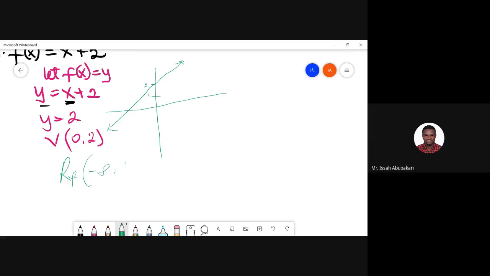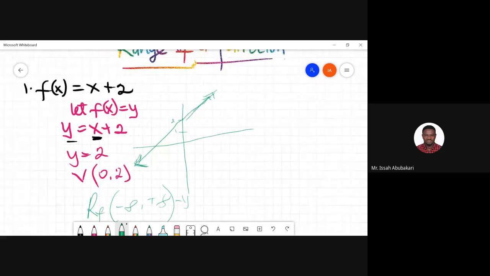If you are asked to write the range of this function, the range of this function is negative infinity to positive infinity, because this one goes to negative infinity for y, and this one goes to positive infinity for y also. So the range is negative infinity to positive infinity. And as I told you in the domain, every linear function that you are asked to find the domain or the range of, you are always going to get negative infinity to positive infinity. So that one, the answer is already known. We are not going to waste much time there.